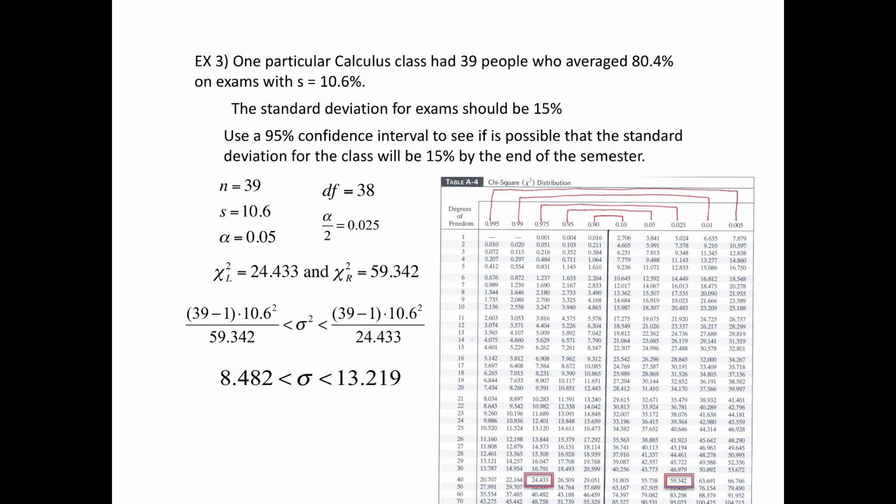The last thing was, does 15 seem possible? Well, it says it's between 8.4 and 13.2, so no, the 15 does not seem possible. And I can be 95% confident when I say no, it's not possible.